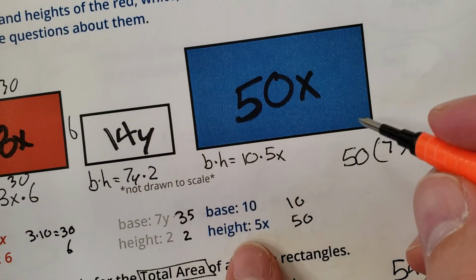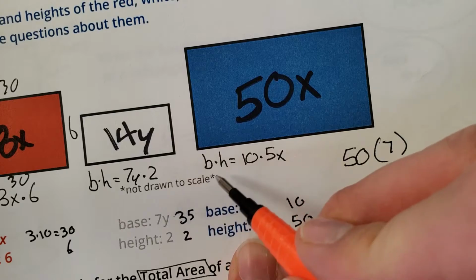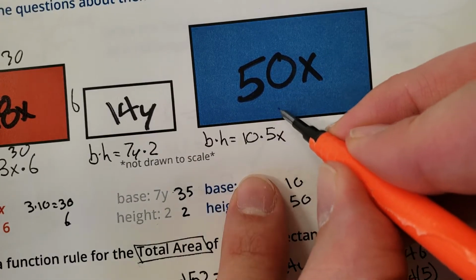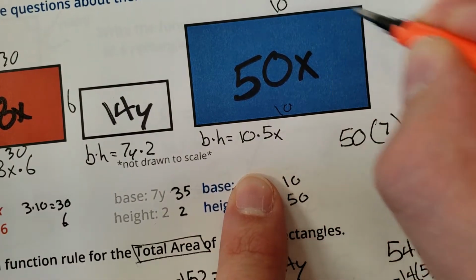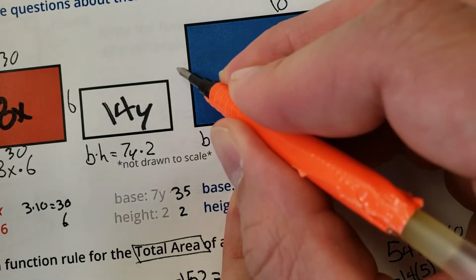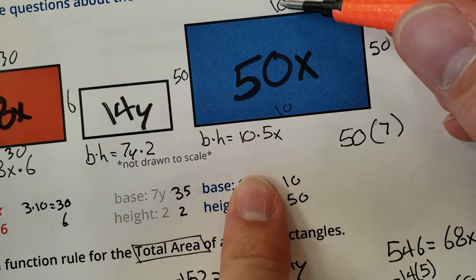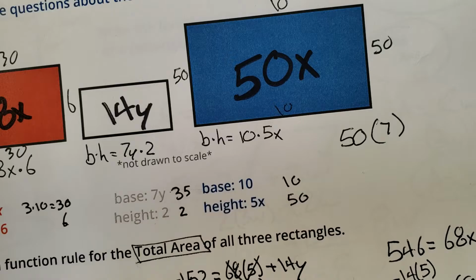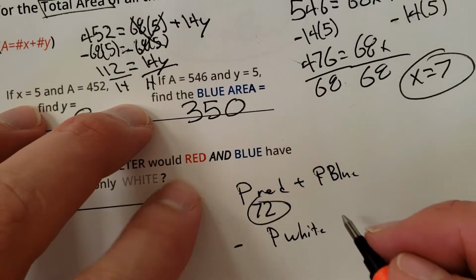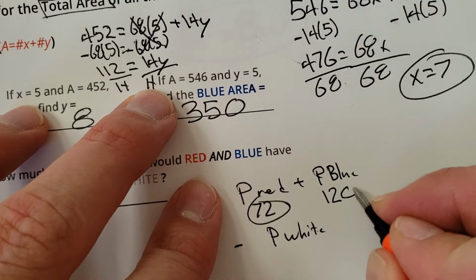Okay, again, they're not drawn to scale. These are kind of right there. This is obviously way off. There's no way the base would be 10 and then the height would be 50. Okay, just kind of making it up. There we go. Okay, so we have 2 10s and 2 50s. That's just 120, right? Here we go. So the perimeter of the blue would be 120.